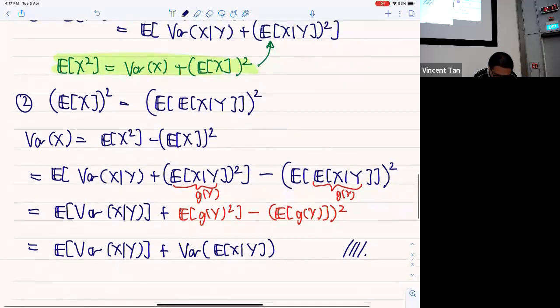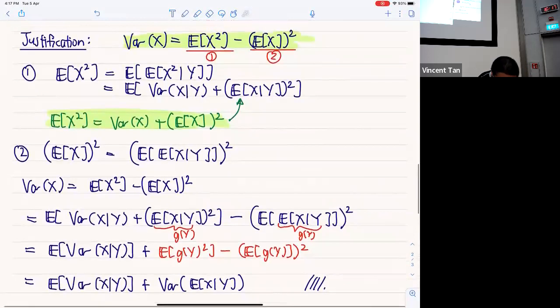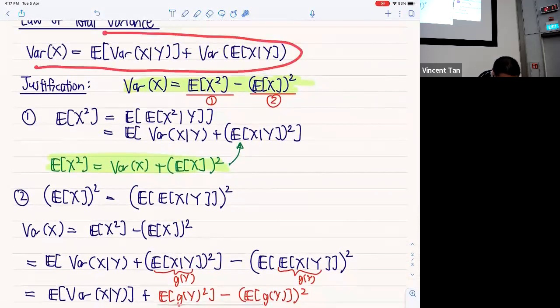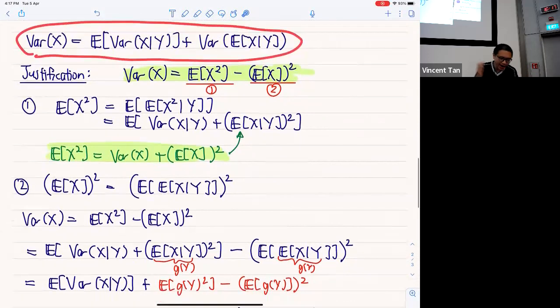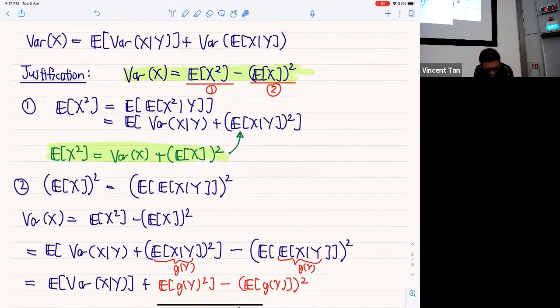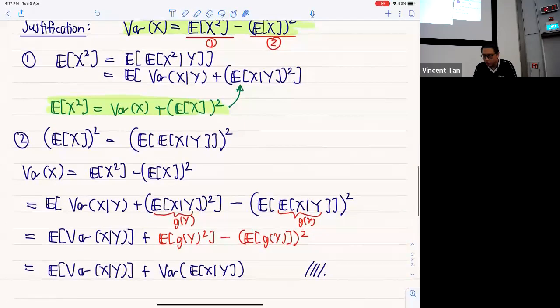All right, because here we want to try to justify the law of total variance. And the law of total variance says expectation of the conditional variance plus variance of the conditional expectation. Okay, so this is the justification. Whether you know this or not is not so important. But if I don't show this to you, I'm not doing my job. So I have to show this to you. But what I need you to know is how to use this.